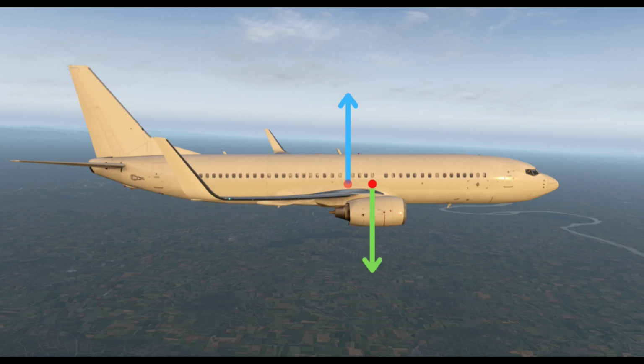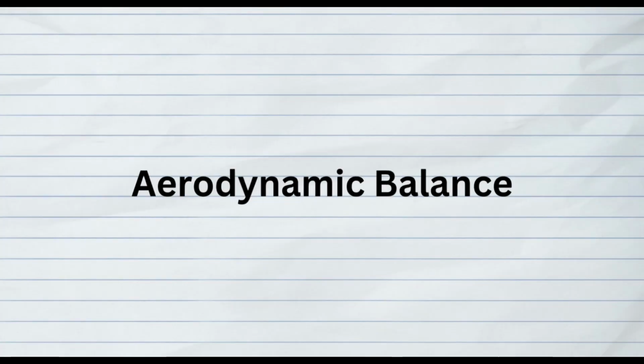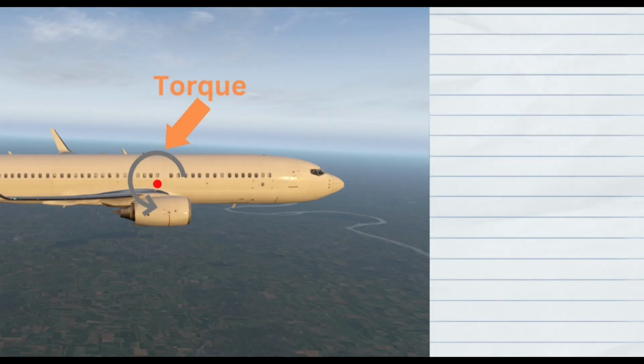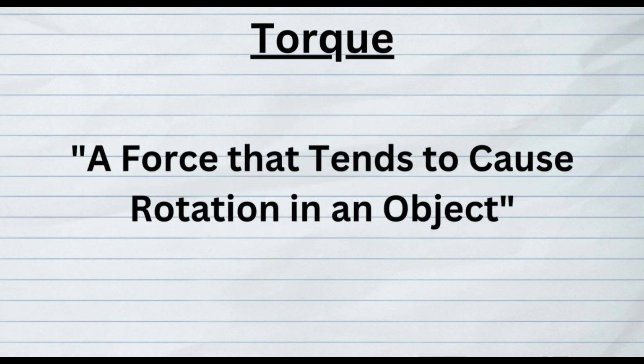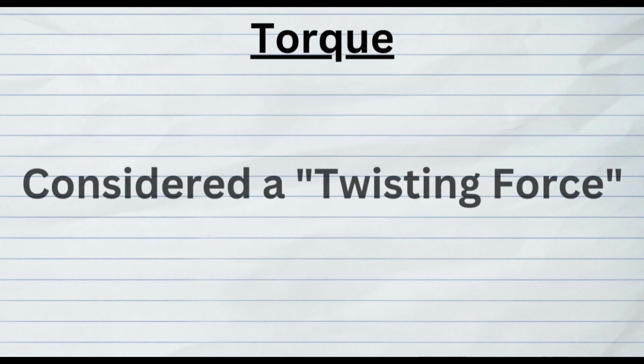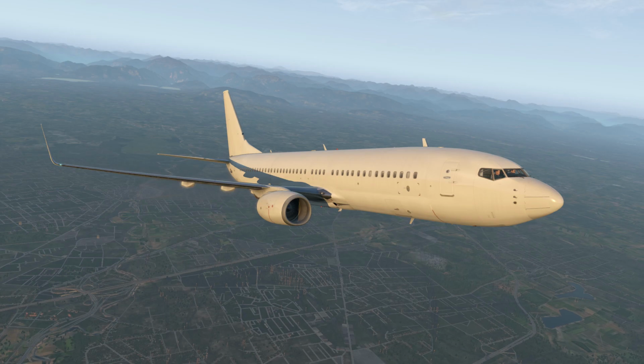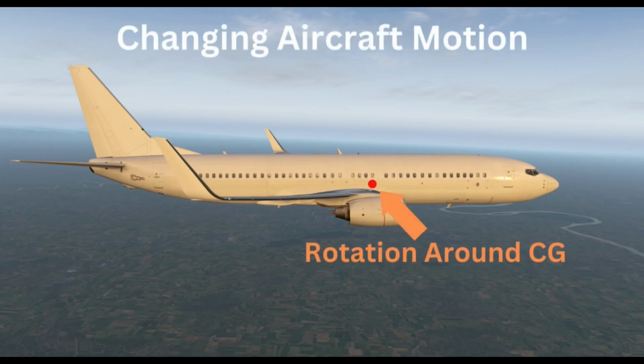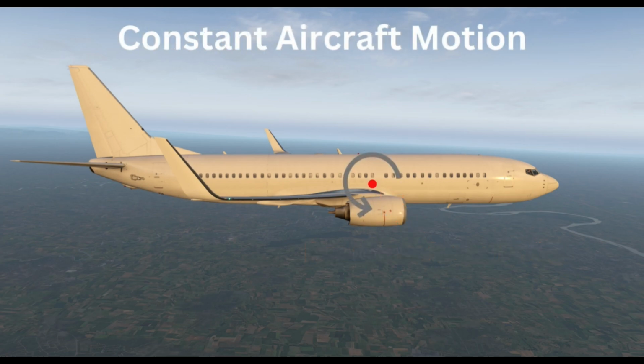We can now look at how an airplane can manage to fly in total aerodynamic balance, known as being in trim. A force acting remotely on an aircraft's center of gravity produces a torque around this point. Torque is defined as being a force that tends to cause rotation in an object, and is considered to be a twisting force. When an aircraft changes its motion or direction in flight, it is effectively rotating around its center of gravity. When an aircraft has a constant motion, there should be no torque around the center of gravity.